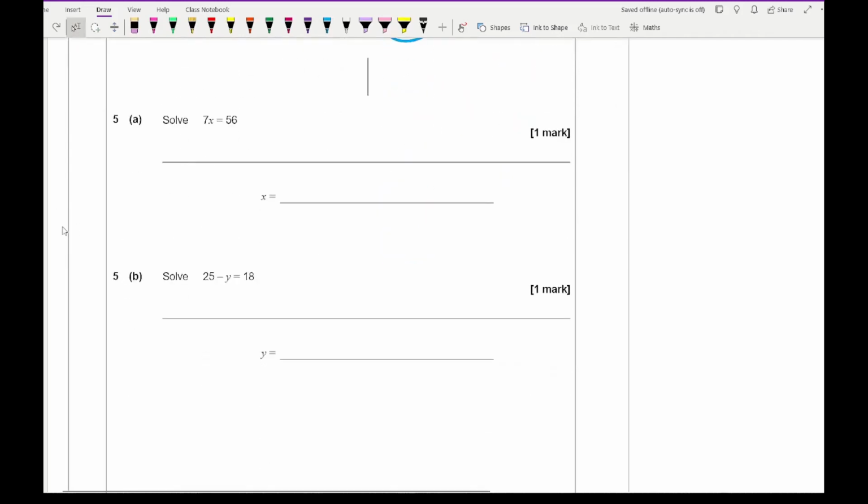Question 5a says solve 7x equals 56. So we just have to divide by 7, in which case I get 8. And then for question 5b, we've got 25 minus a number equals 18. Well, that's going to be 7.